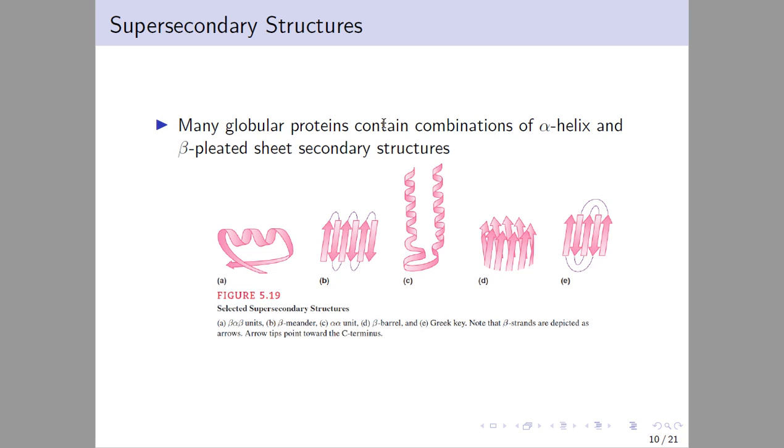From this alpha helix and beta sheet, we can produce a super secondary structure. Many globular proteins contain a combination of alpha helix and beta pleated sheet secondary structure. Here you can see beta alpha beta. These are beta, these are beta, this is alpha, and these are beta, middle. Alpha alpha, beta barrel here, and here Greek key. So we have this super secondary structure.